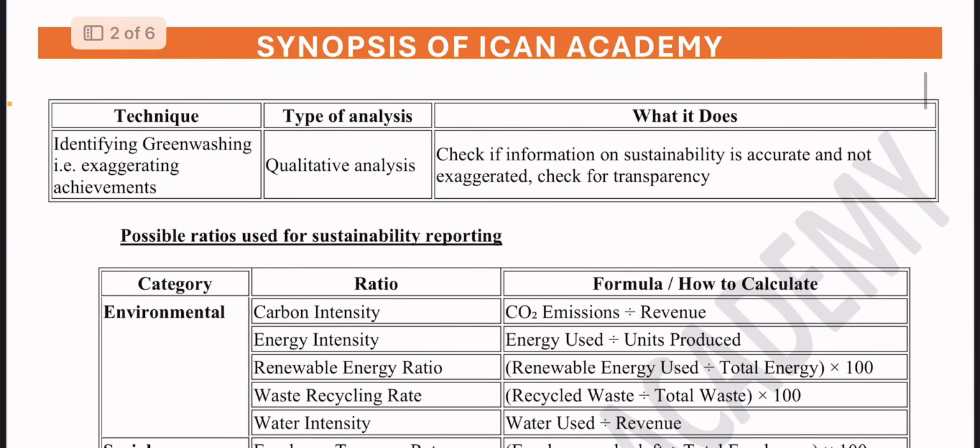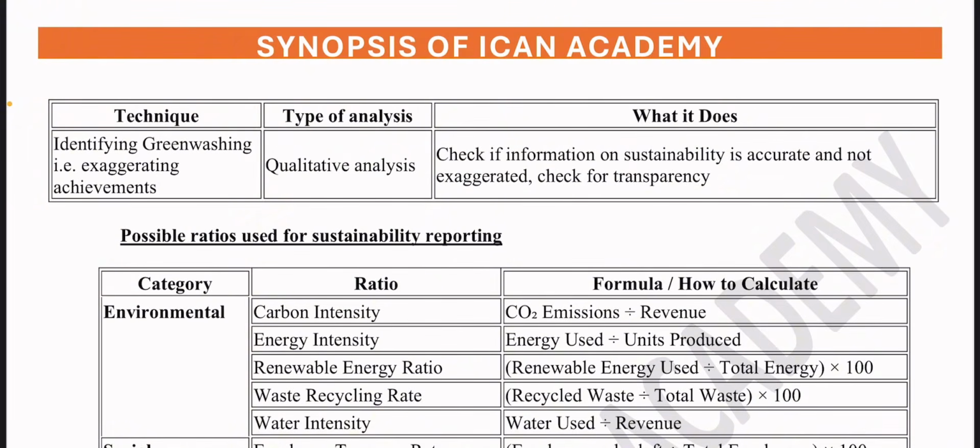Then identifying greenwashing. Greenwashing is just exaggerating your achievements. For instance, let's say the company was able to protect the environment, but the protection they did was 5%, and they now say they are doing 75% protection. They have exaggerated their achievements by 70%, because you're doing 5%, but you're saying 75%. You understand?